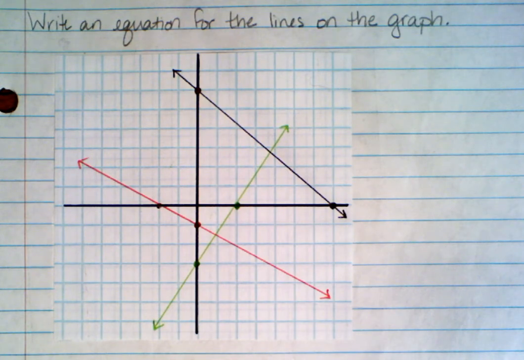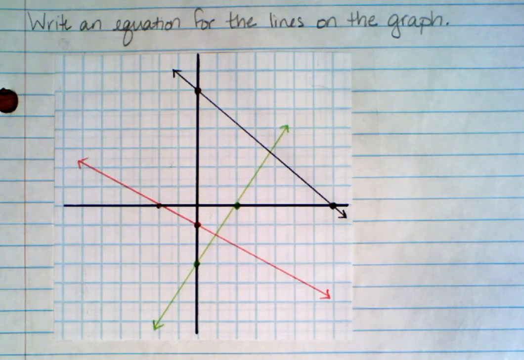So let's start with the green line. I have 2 points on that green line. I don't know what the slope is, but you should remember from chapter 4 how to find that slope. So I'm going to count my rise over my run. So I'm going to rise 3 and run 2. So my slope, which we leave improper, is going to be 3/2.